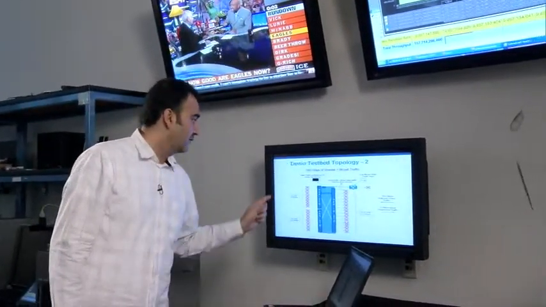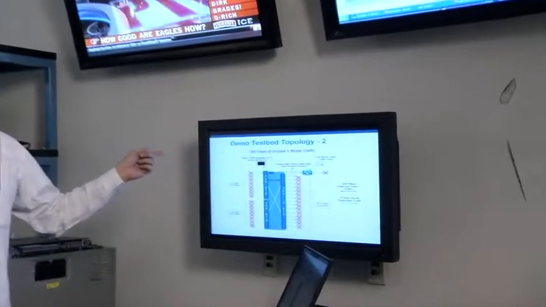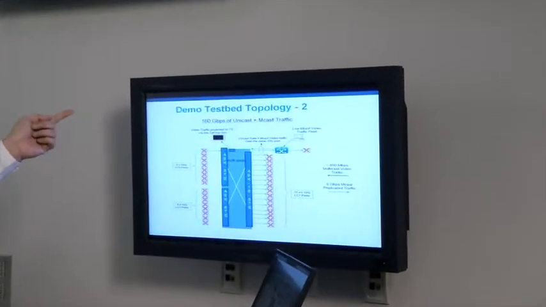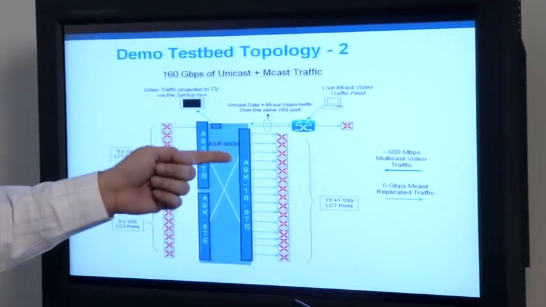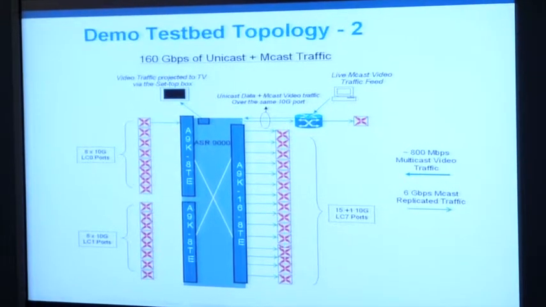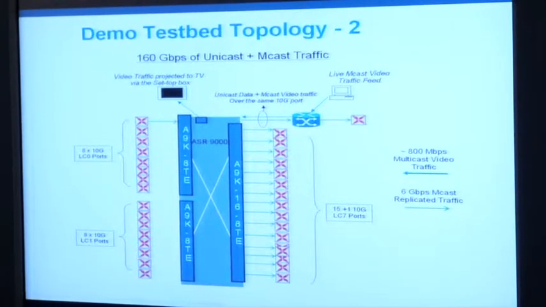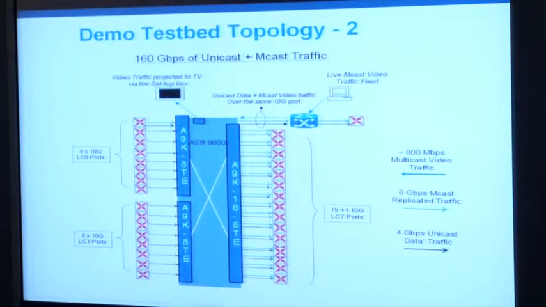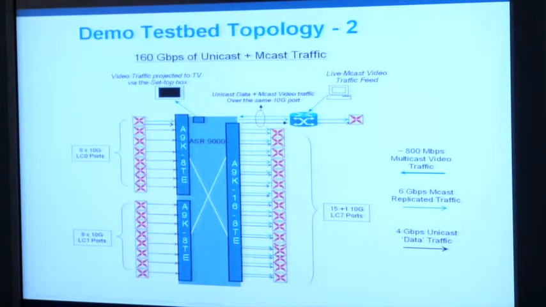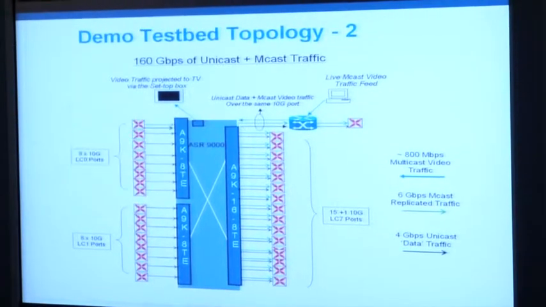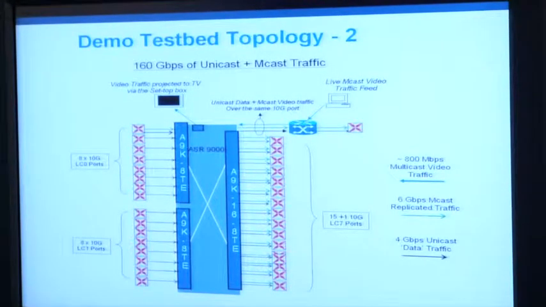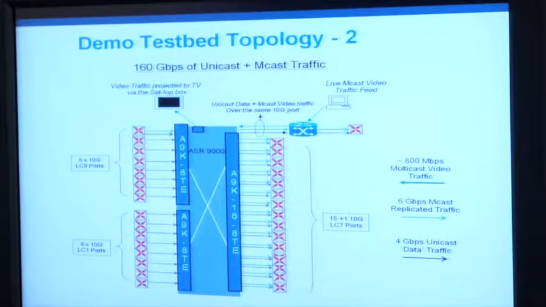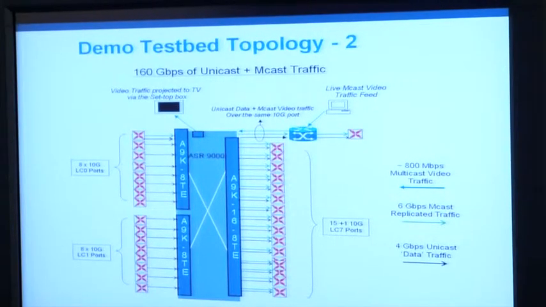The second stream that we are going to use for this demo is the multicast stream. 6 gigs of multicast traffic is sent across. It's replicated, and each of the receiving ports is getting 6 gigs of multicast traffic. The third traffic stream is unicast data traffic. 4 gigs of unicast traffic is sent across the system. So each port on the 16-port 10 gig line card is receiving 6 gigs of multicast plus 4 gigs of unicast traffic, a total of 10 gigs.